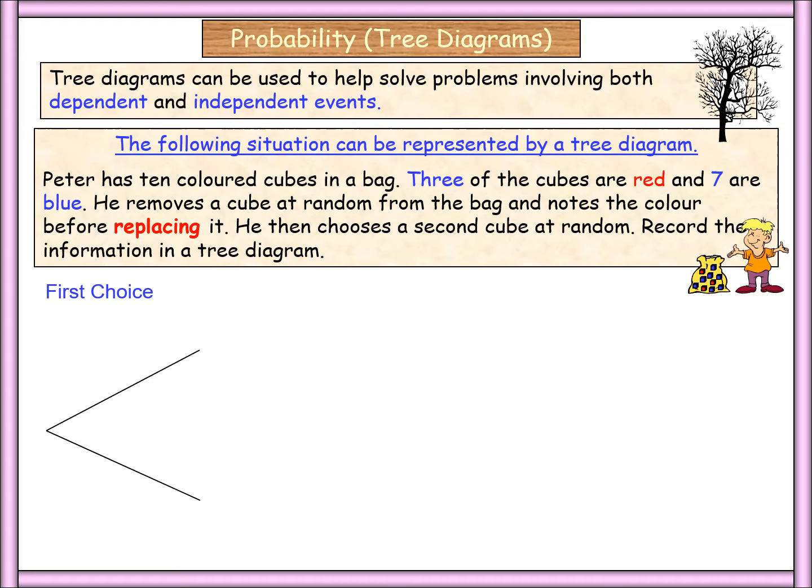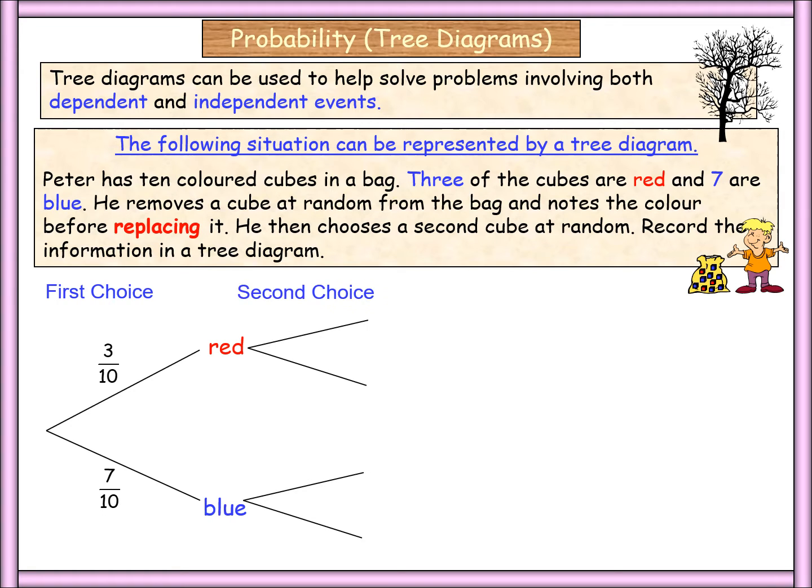So for the first choice, we have red and blue. And there are 3 reds, so 3 over 10, and there are 7 blue, so 7 over 10. And for the second choice, because of the word replacing it, we still have red and then blue, red and blue. So from here, since we choose red already and then Peter replace it, we still have 3 over 10 chance of getting it. And then for the blue, because we chose red, so it is still 7 over 10. And then in here is still 3 over 10 and is still 7 over 10 because of the word replacing.